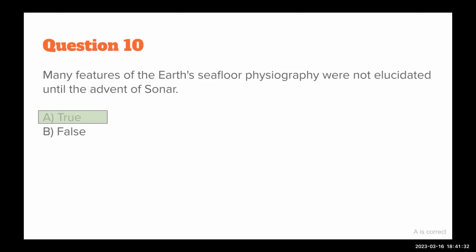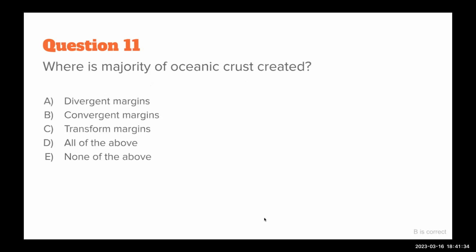Where is the majority of oceanic crust created? You guys all know by now that the answer is, where would we have oceanic crust created? Not all of the above. Transform, nothing's created, nothing's destroyed. And convergent, you'd actually have things destroyed. And also the mid-ocean ridges.